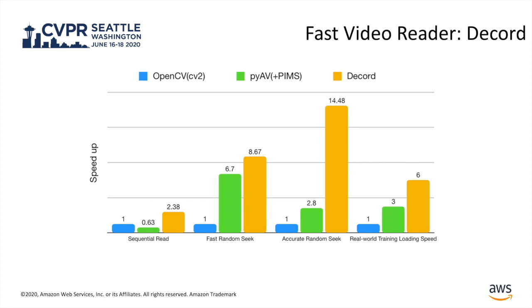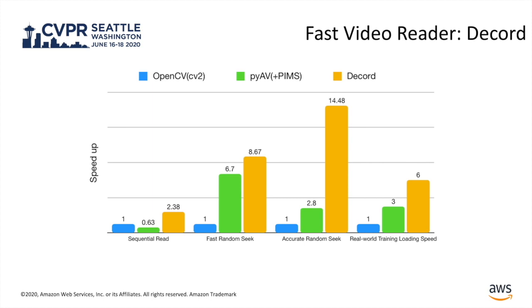Next, in order to address the problem of slowness in deep video training, we introduce a new efficient video reader called Decord. Decord provides an easy-to-use Python interface for video slicing and high efficiency over existing video readers. You can see this in the figure. Decord is faster than both OpenCV and PyAV, especially on accurate random seek, where we are 14 times faster than OpenCV. In the case that we care most about, which is a real-world training case, we are 6 times faster than OpenCV and 2 times faster than PyAV.